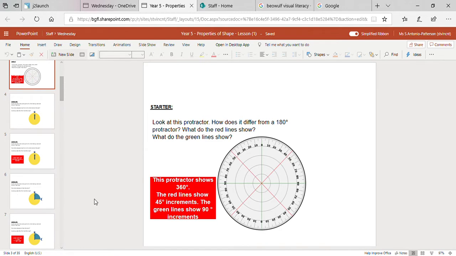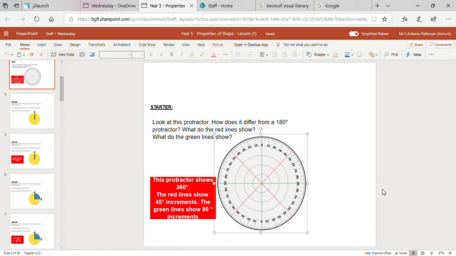So as we can see here, both of these lines are 90 degrees. However, the lines I'm talking about are the red lines and the green lines. The question asks you, what do they show? As we can see here, the red line shows you increments of 45 degrees. Conversely, the green lines show you increments of 90 degrees.